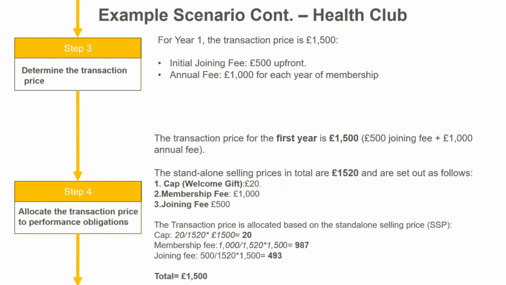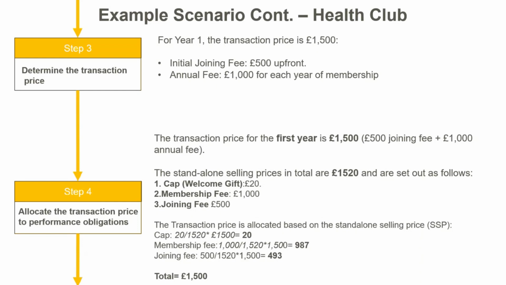So step 3 is to determine the transaction price. That's quite straightforward. You have the £500 initial joining fee that you've paid, and then you've got the £1,000 annual fee you pay each year for membership. So the transaction price is £1,500.